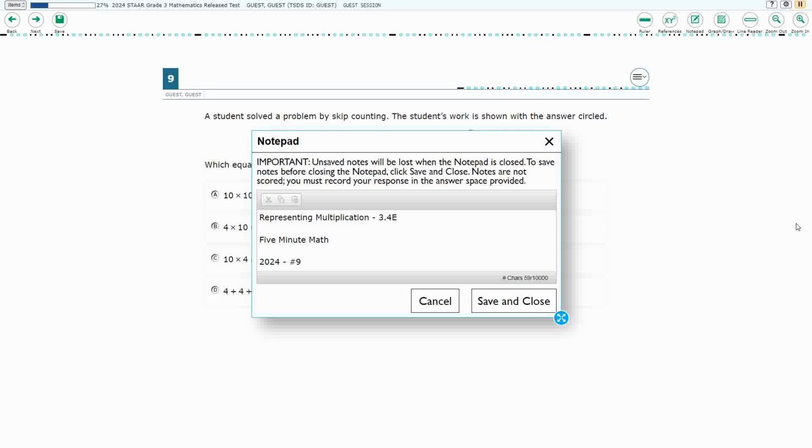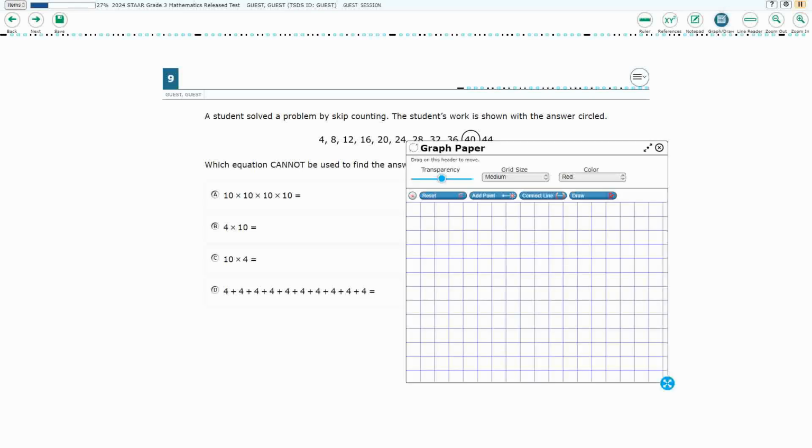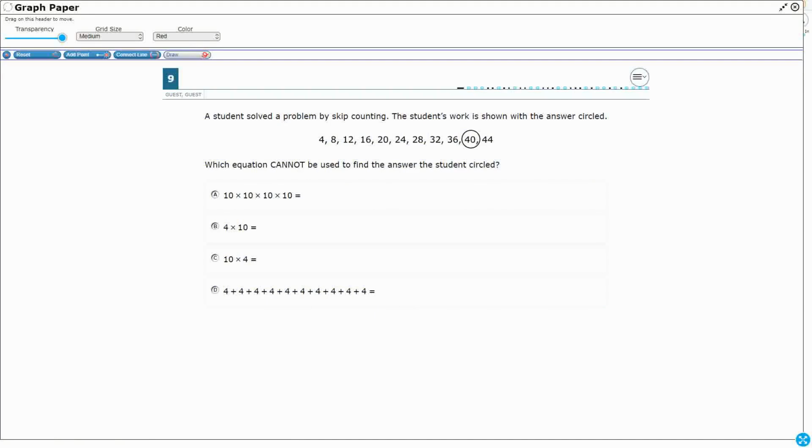Today we are looking at the third grade concept of representing multiplication. This is standard 3.4e in the great state of Texas. We are using item number 9 of the 2024 released STAAR test. If you haven't done so already, please take a moment to pause the video, work this problem out on your own, unpause it, and we will look at our answers together.